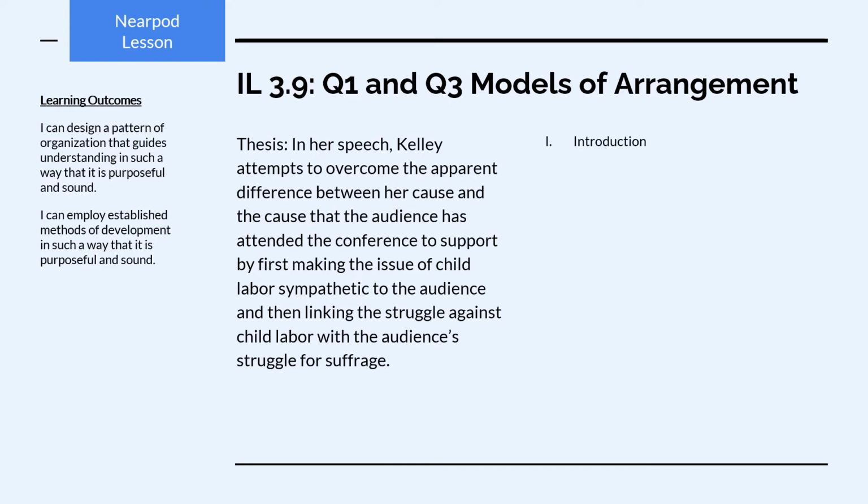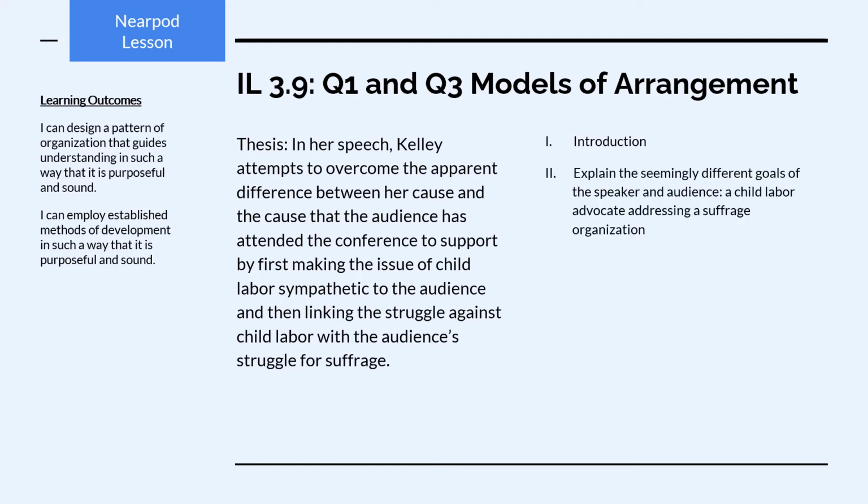So I'm going to start with my standard introduction. And then my second paragraph, the first body paragraph, I'm going to explain the obstacle. Here I want to explain the seemingly different goals of the speaker and the audience. We have a child labor advocate, or an anti-child labor advocate would probably be more precise there, addressing a suffrage organization. And those two goals would seem to be not necessarily at odds with each other, but definitely not the same thing, right?